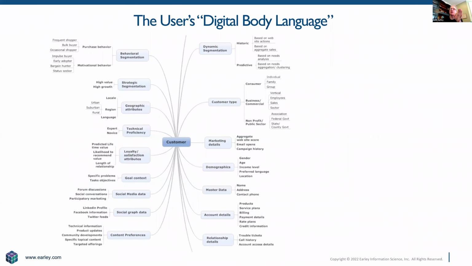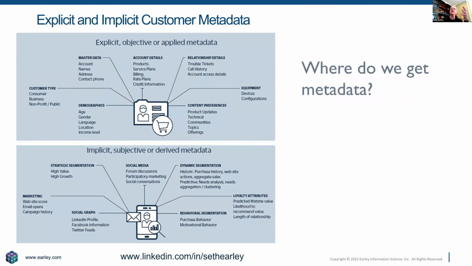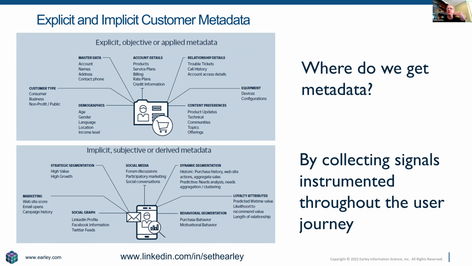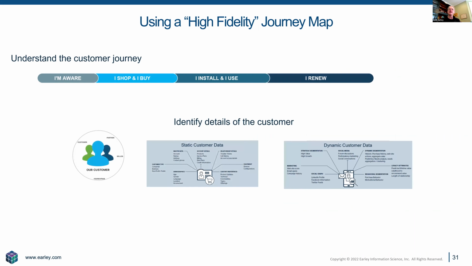And so here's when we talk about digital body language, it's the attributes, it's the descriptors, it's what you get from first party data. This is helping describe context for people. We describe it using metadata. We understand who you are and what your interests are and what your role is and what industry you're in and so on. And we can kind of think of this from a fast-moving and slow-moving metadata perspective. And we do this by collecting the signals that are instrumented throughout that customer journey. And I broke this up into explicit, objective, applied, implicit, subjective, derived. Don't worry about those labels. Think of it as slow-moving and fast-moving, right? I call it static and dynamic, but it's understanding that journey.